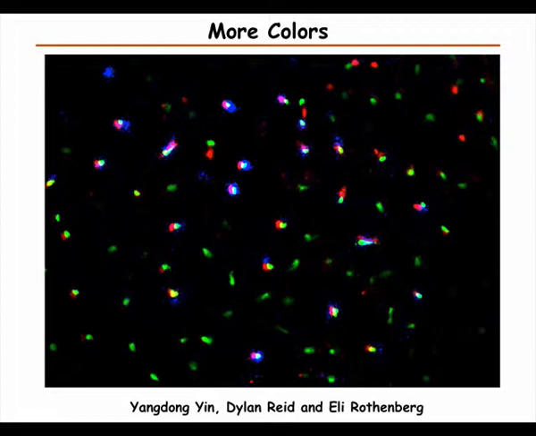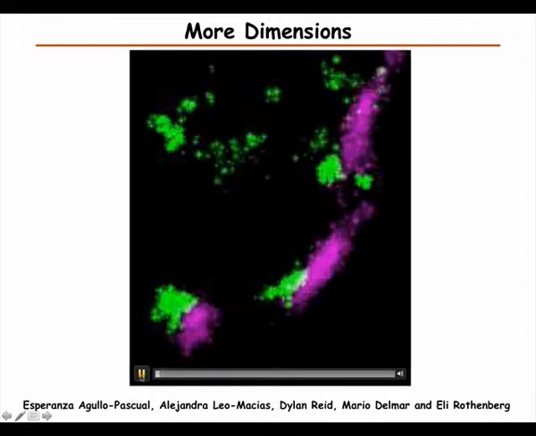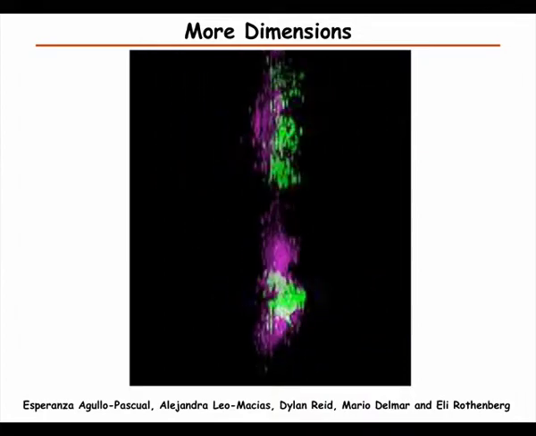Then one can of course have more colors. So this is an image with 3 colors, and soon they will be able to have 5, 6 colors, I've been told. In general, the same methods can be applied even if you have a lot of different colors. Then we can also have more dimensions. So this is a three-dimensional image where we rotate.